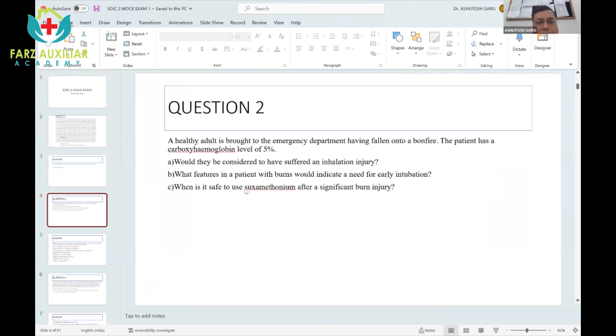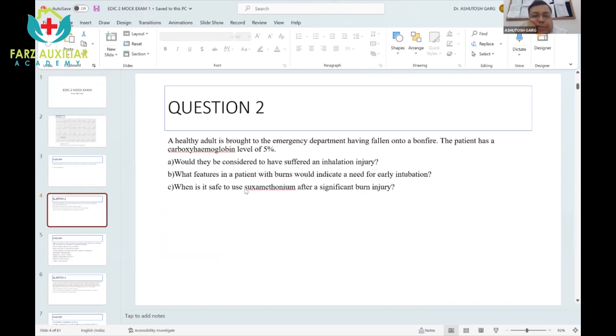A healthy adult is brought to the emergency department having fallen onto a bonfire. The patient has a carboxyhemoglobin level of 5%. Would they be considered to have suffered an inhalational injury? Normally, up to 10% can be acceptable, sir. So chances of inhalational injury are less likely. Up to 10% is normal in smokers as well.